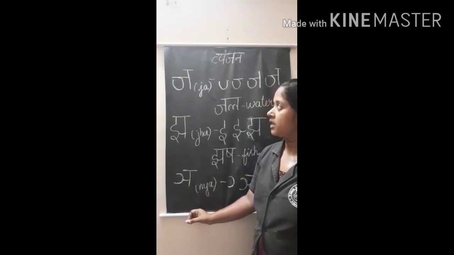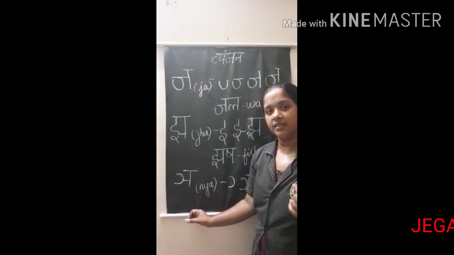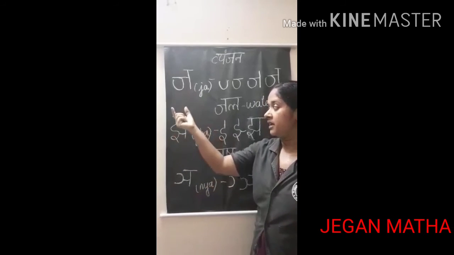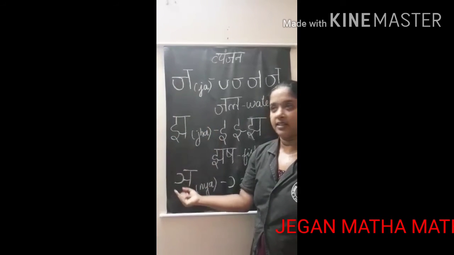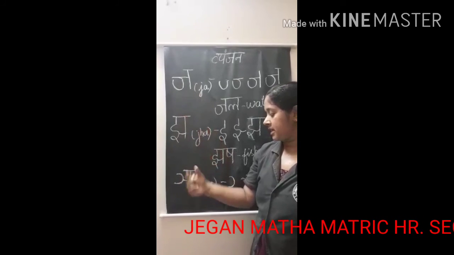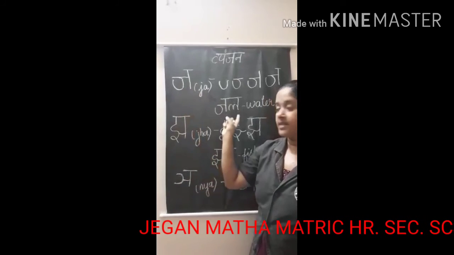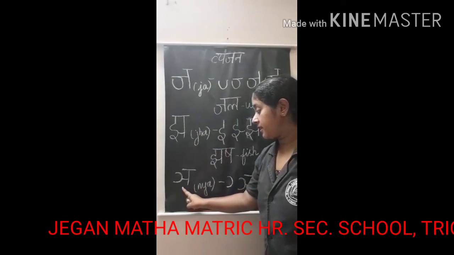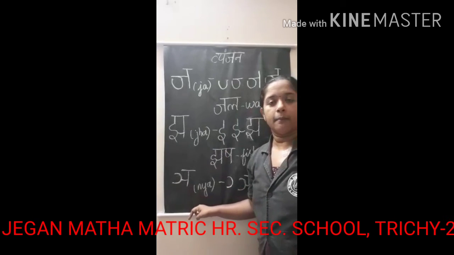So what all have we learned today? We learned ja, jha and nya. From ja we learned jal, from jha we learned jhasha, and for nya there is no particular word.